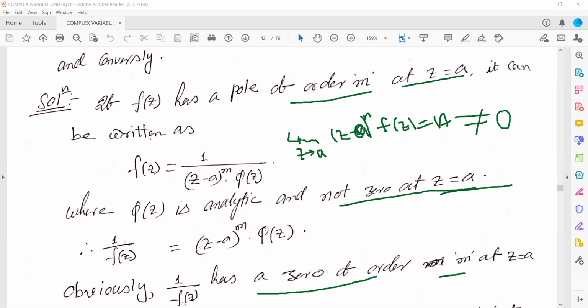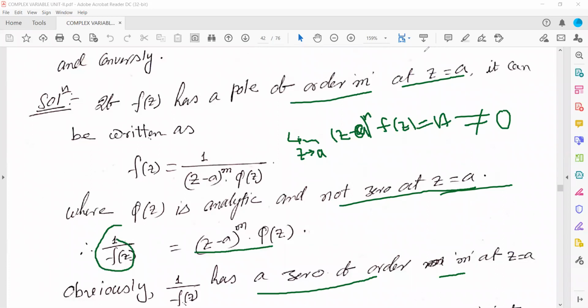Obviously, z equal to a becomes now a 0 of order m, of which function? Of 1 upon f(z).